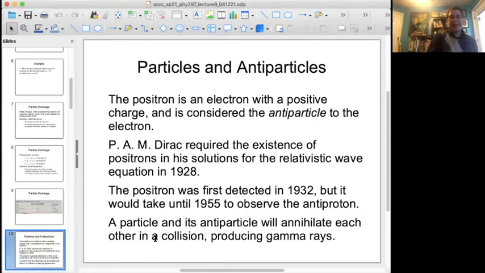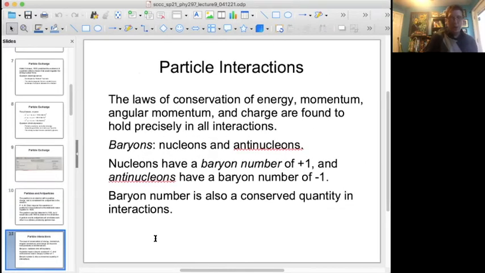So a particle and its antiparticle will annihilate each other in a collision, producing gamma rays. So you put a positron and electron together, they will annihilate each other. All that mass will be entirely converted into energy. And so the same with the proton and an antiproton. So those are the highest energy subatomic interactions that you can get. So the laws of conservation of energy, momentum, angular momentum, and charge are found to hold precisely in all interactions.